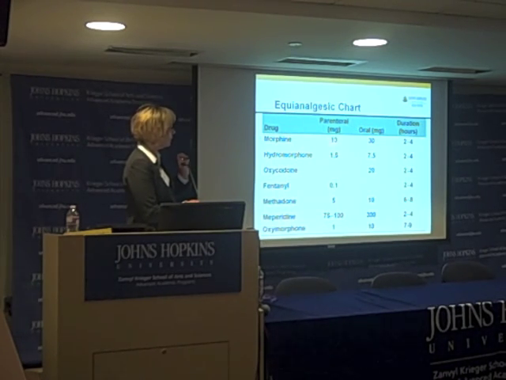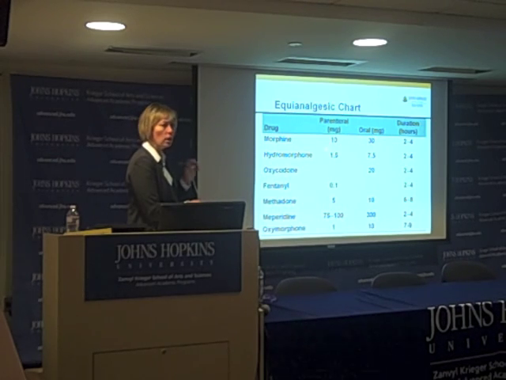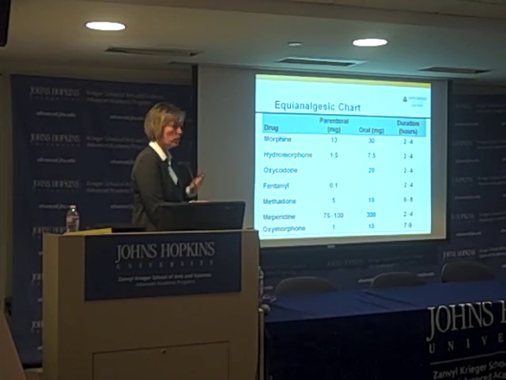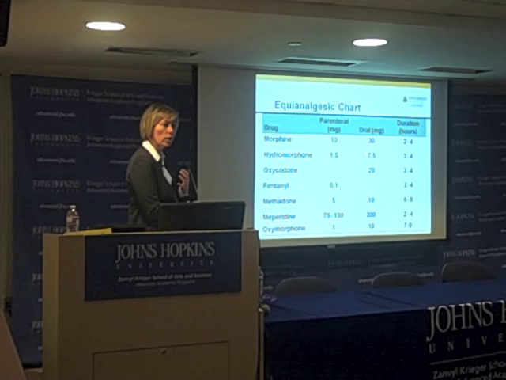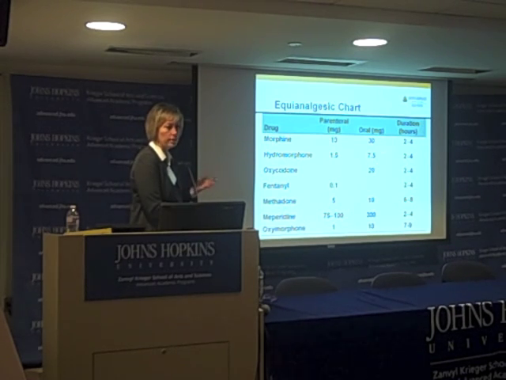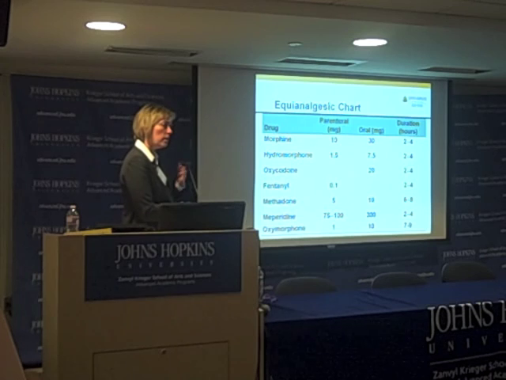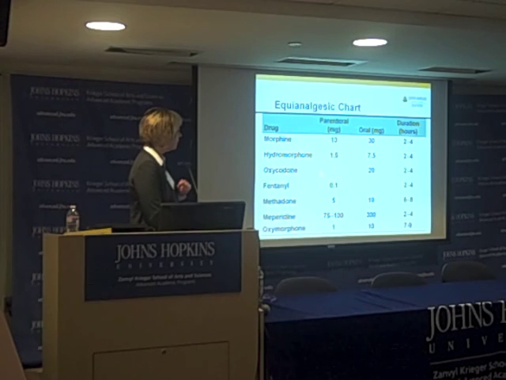So very easily then you can see 10 milligrams of parenteral morphine approximately gives the same relief as 30 milligrams of oral morphine. Or 10 of IV morphine and 7.5 of oral hydromorphone gives approximately the same pain relief. You can see then that there are some areas where we don't have complete data. Oxycodone is not available as a parenteral product.